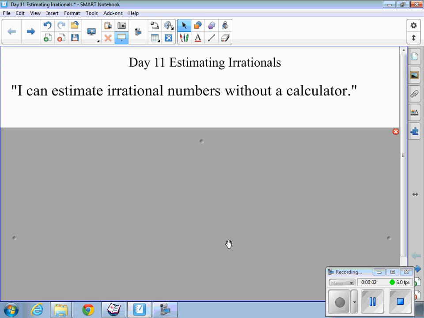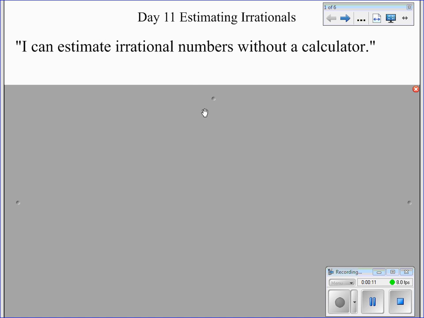Okay, today we're going to be talking about estimating irrationals. What we're going to be able to do with estimating irrationals is take our perfect squares and utilize those to give us an approximation. The main thing for you to learn today is how to use those perfect squares to get a good baseline of what two numbers it might fall in between, but also to understand that we are approximating. These are not exact values, they're approximations.